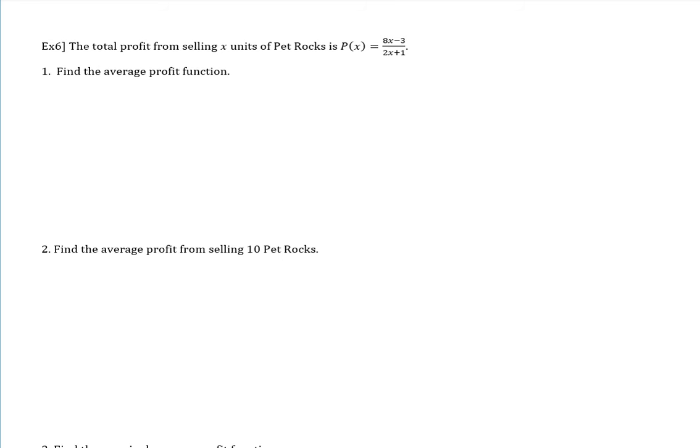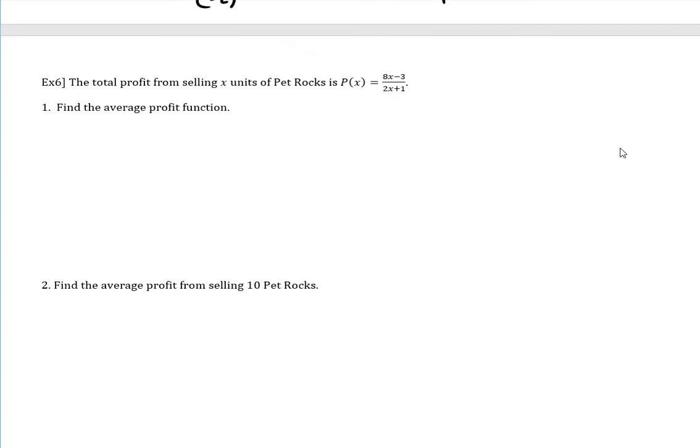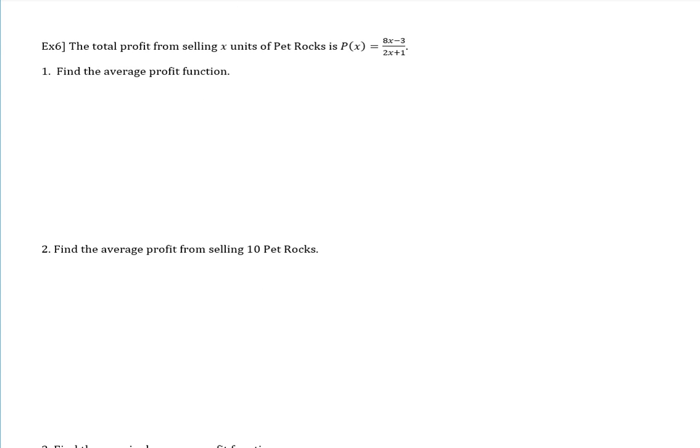Whenever they ask for an average blank, so average profit, it's connected to average cost and average revenue as well. The average profit function usually has a bar over the P, and all it is is P of x divided by x. But another way this could be looked at is P of x times 1 over x.